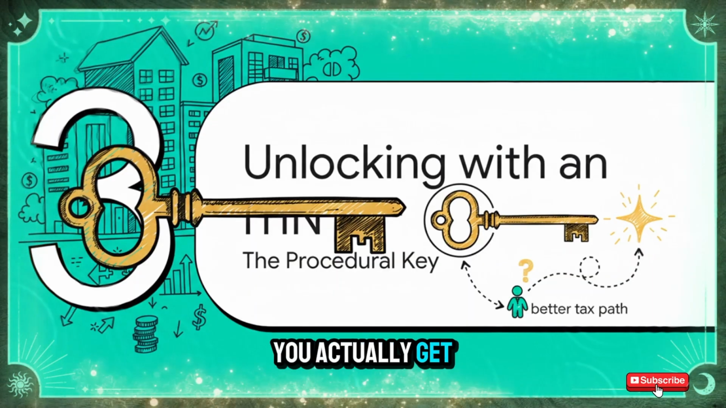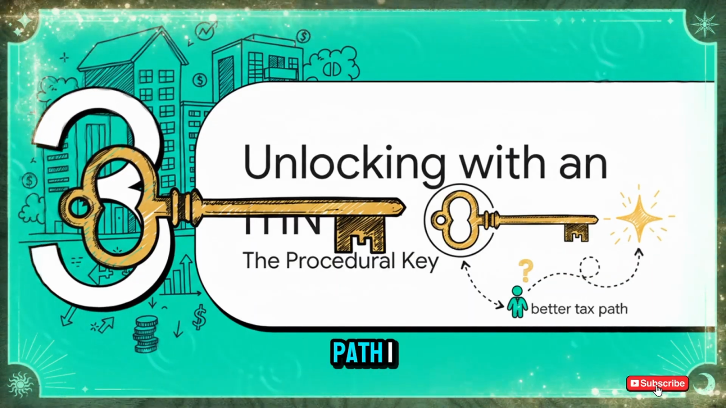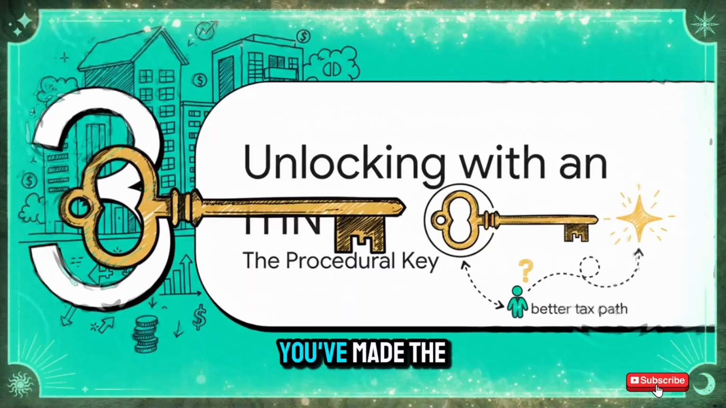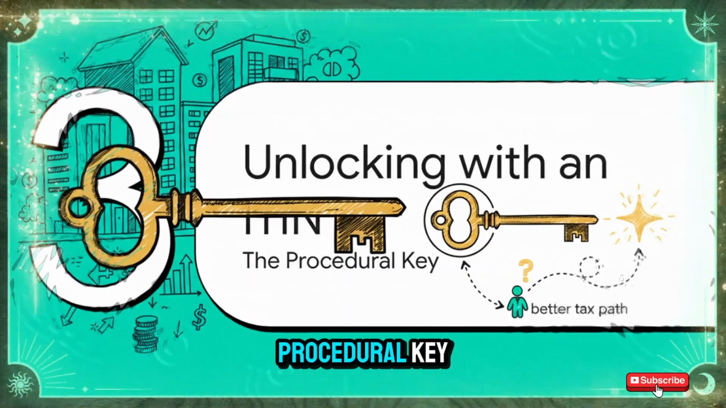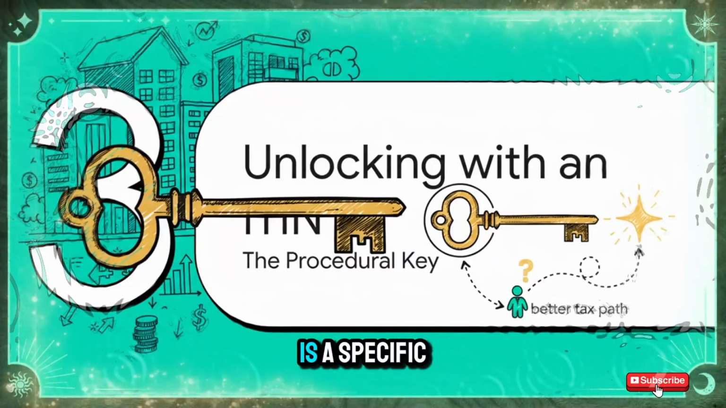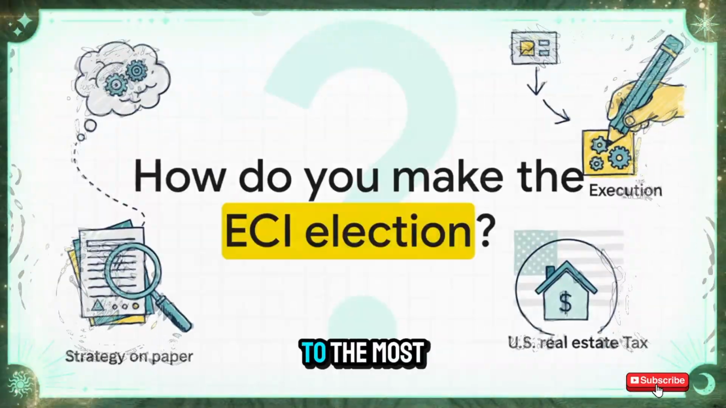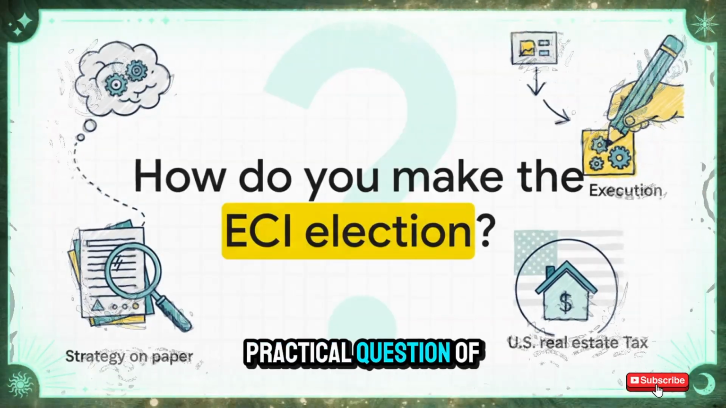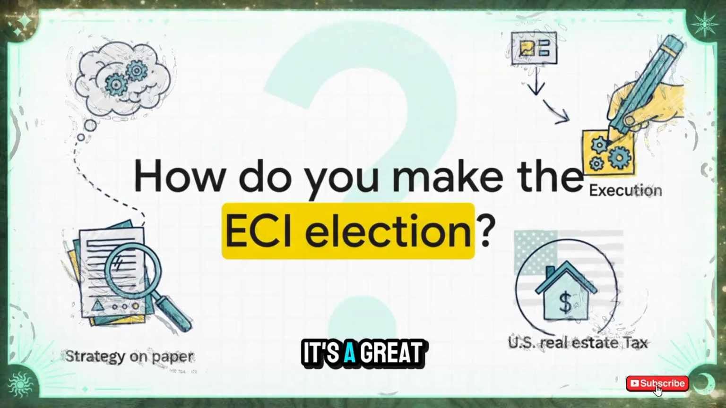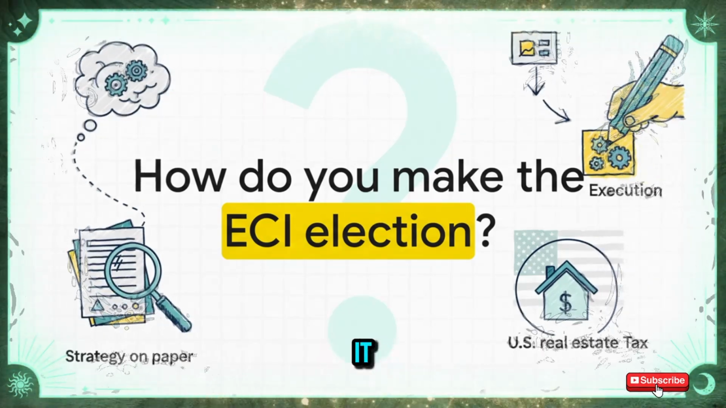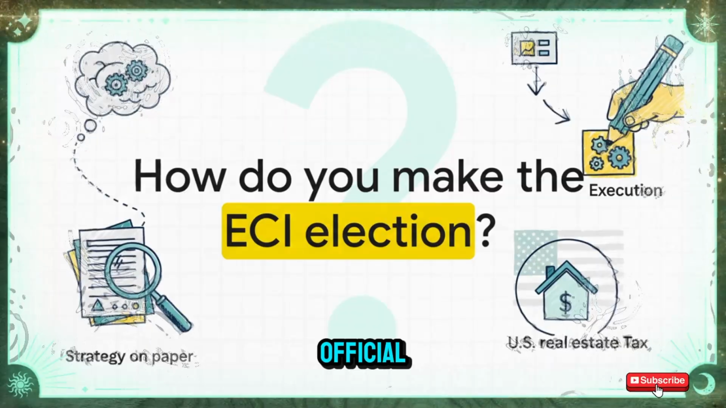So how do you actually get on to this much better tax path? I mean, you can't just call up your property manager and tell them you've made the election. You need a procedural key, and that key is a specific US taxpayer ID number. Which brings us to the most critical, practical question of all. It's a great strategy on paper, for sure, but how do you actually do it? How do you make this election official?